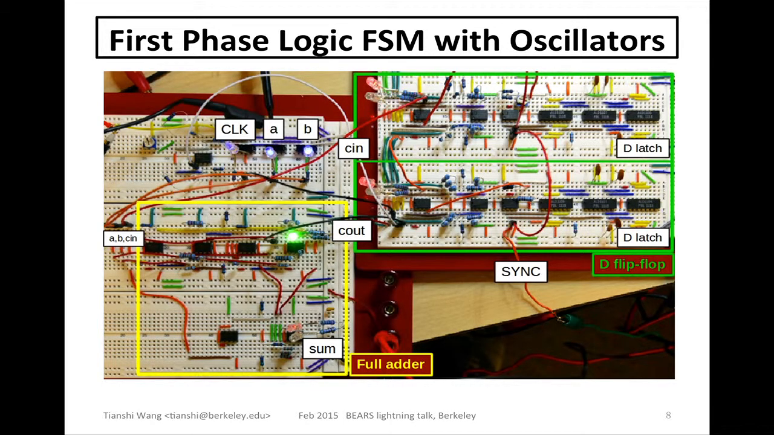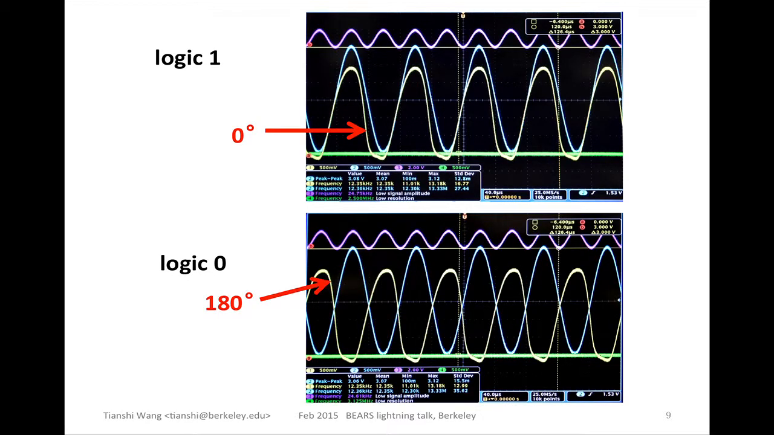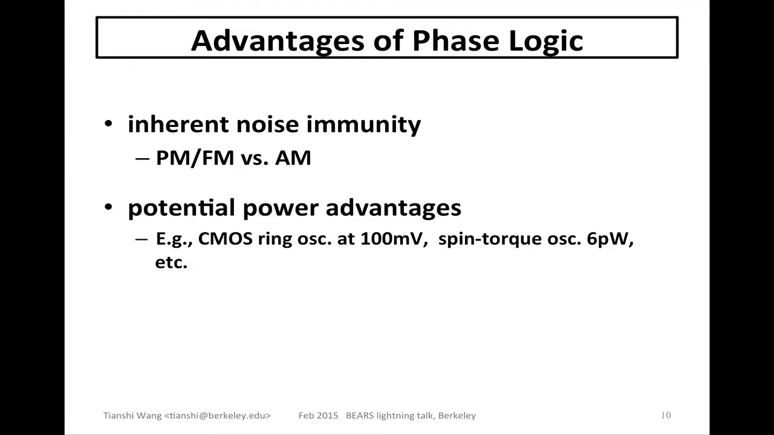From an oscilloscope, we can then observe how logic values are encoded in the system. For example, here's a logic 1 when the yellow signal is aligned with the reference, and here's a logic 0 when they have a 180-degree phase shift. So this kind of phase encoding features inherent resistance to noise. People have known this in communication for many decades, and with our work, we try to bring these advantages to computation. And also, with the nano oscillators that are available today, this kind of system offers potentials in very low power operation. And all these have made phase logic a promising alternative to explore.